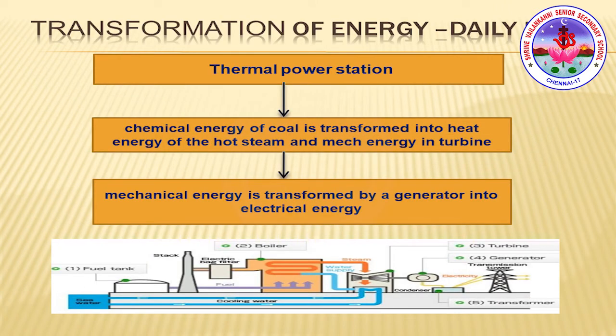One more example of transformation of energy is a thermal power plant or thermal power station. The chemical energy of coal is transformed into the heat energy of hot steam and then into the mechanical energy of the turbines. This mechanical energy is transformed by a generator into electrical energy, which passes through the power lines to various places like cities, towns, houses, factories and schools. There it is transformed back to heat, light, sound and mechanical energy.